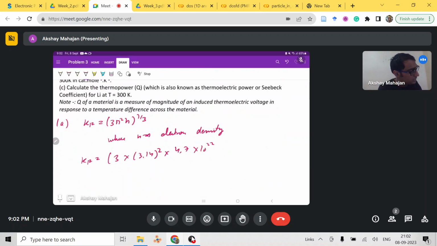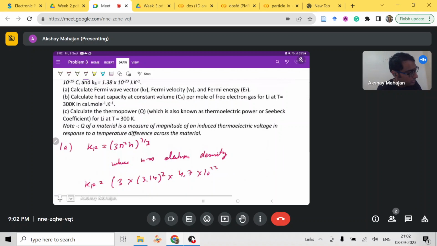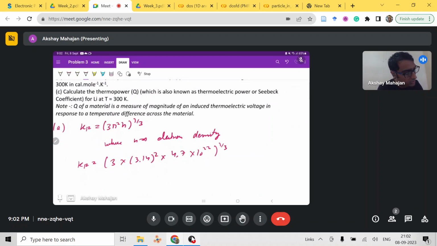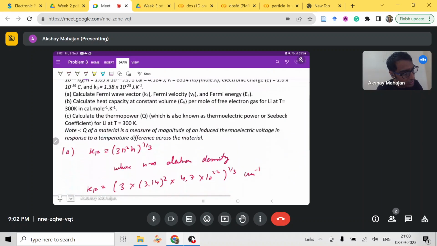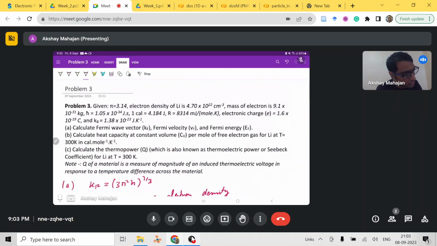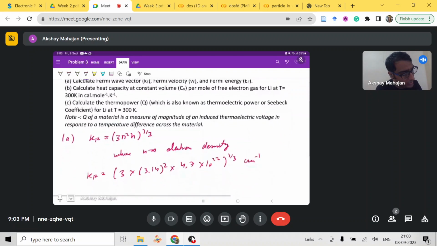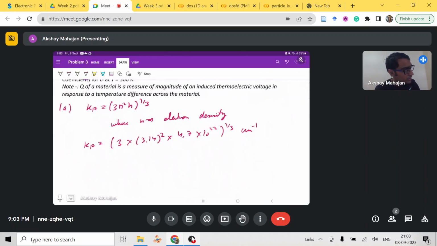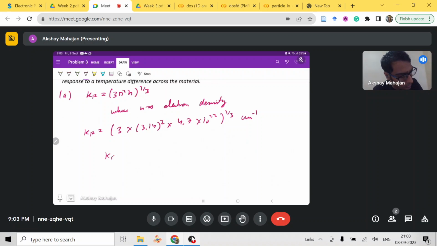Now these are given in centimeter cube, so our answer will also be in centimeters. Just take care of that. Our answer will be centimeter inverse, because n has a dimension of per centimeter cube. In this problem, mostly you just need to take care of the units. If you do the calculation, kF approximately comes as 1.12 times 10 to the power 8 centimeter inverse.